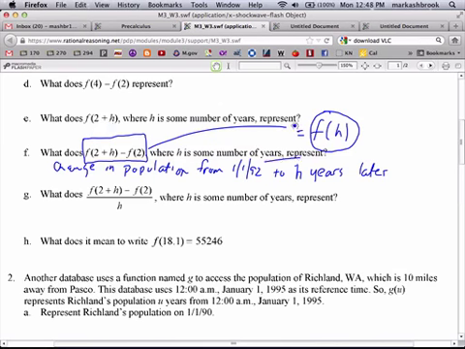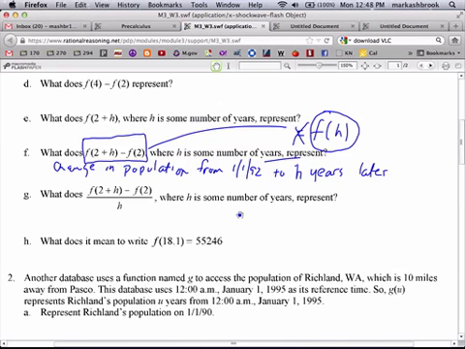They're not equal. We've talked about that in previous classes, that doing the difference of two function values is not equal to the function value of the difference of those inputs. It's not good.